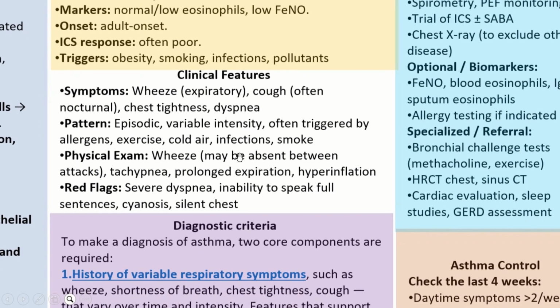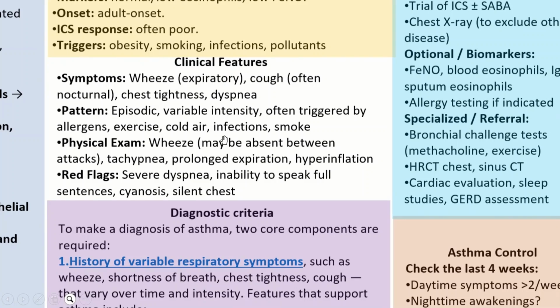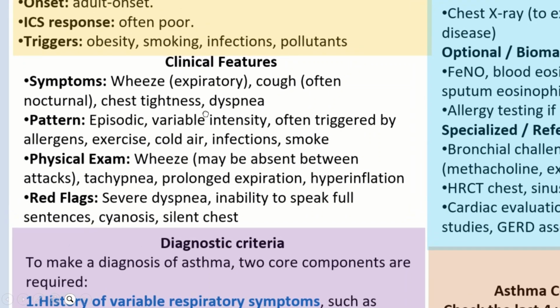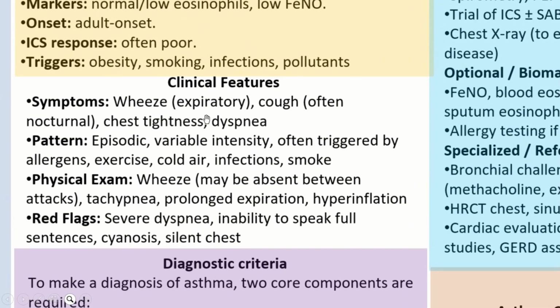So we have the clinical features of asthma, and most of the symptoms is that we're going to have a wheeze, that is an expiratory wheeze. We're going to have a cough, which is often nocturnal. We're going to have chest tightness and dyspnea. And sometimes you find people with asthma only presenting with a cough, which is called cough-specific asthma. So these people are having a prolonged cough for a long period of time, and this could actually delay their diagnosis.